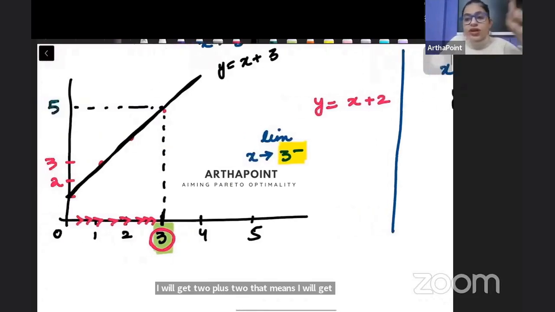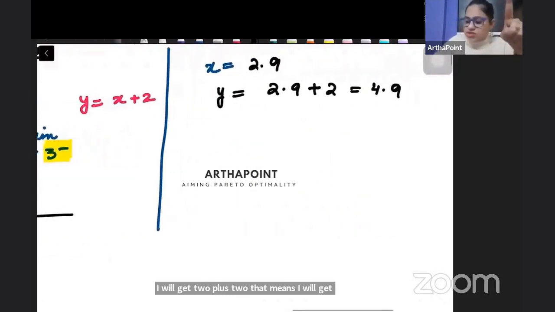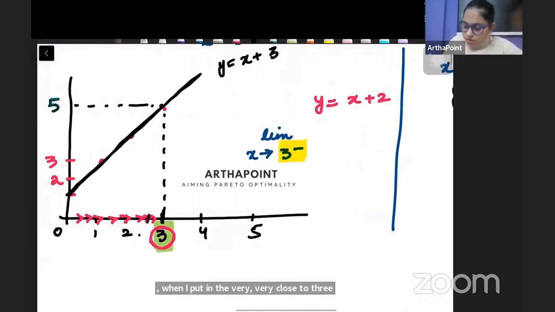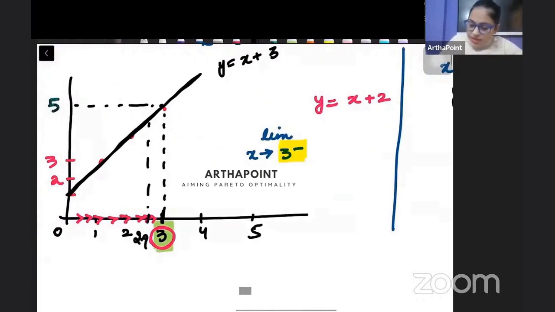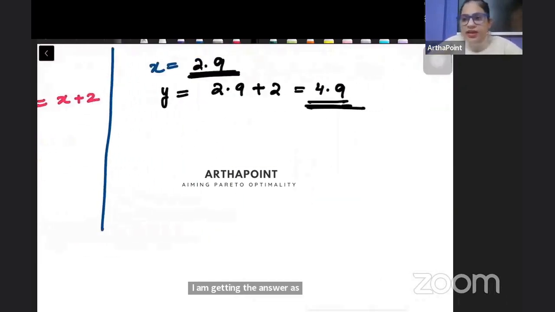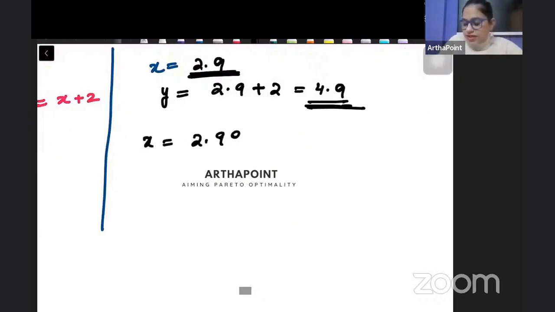So when I am putting the value very, very close to 3, जैसे मैंने 2.9 प्लग इन किया, तो मेरा आंसर आ रहा है 4.9. So when I just plug in 2.9, I am getting the answer as 4.9. Next, what I can do? Let me just plug in something again close enough to 3. ठीक है जी, let me put 2.99.